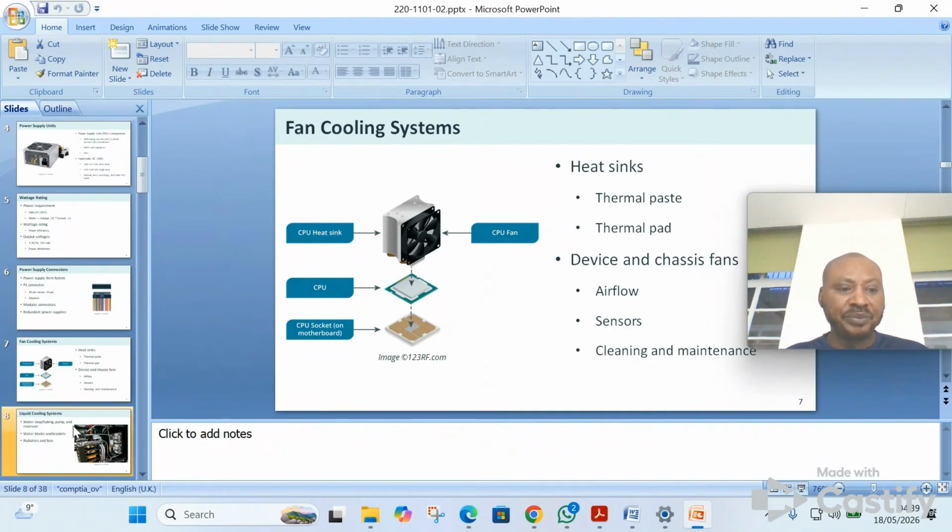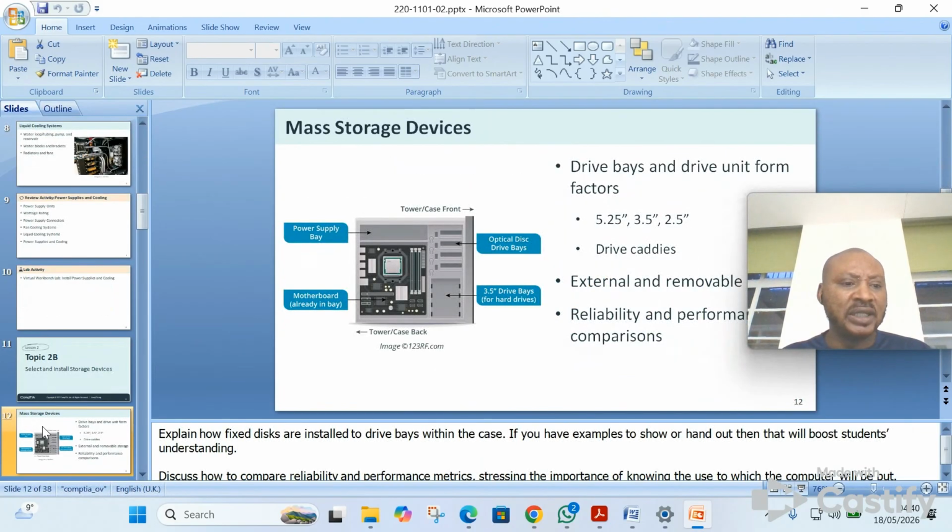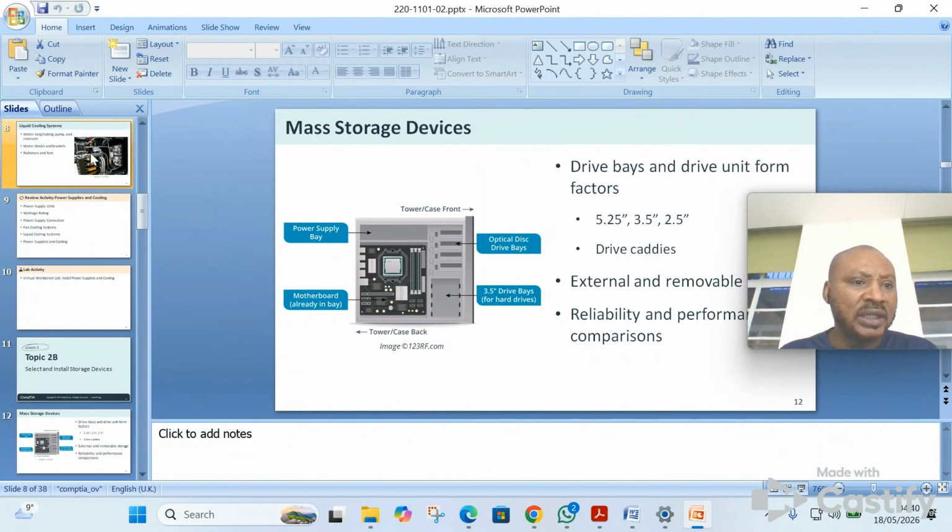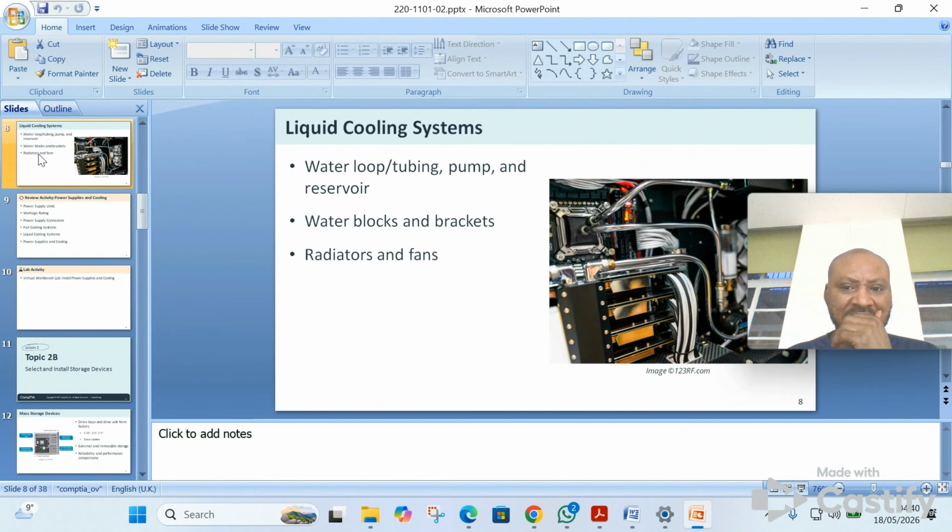Okay. So we also have another form too, which we call the... sorry, okay, here we are. So we move forward a little bit. Let's go back to slide 8. Okay, good. So, liquid cooling system.